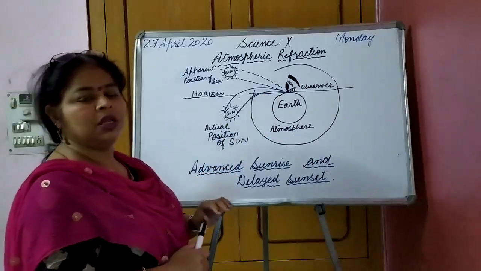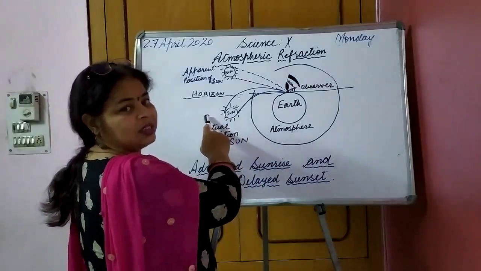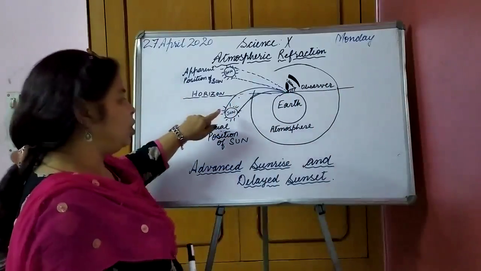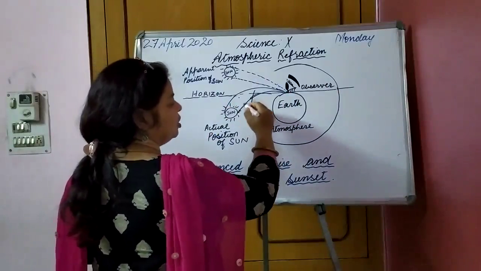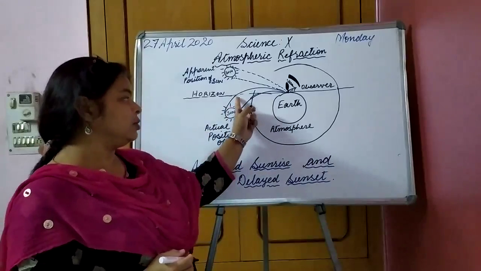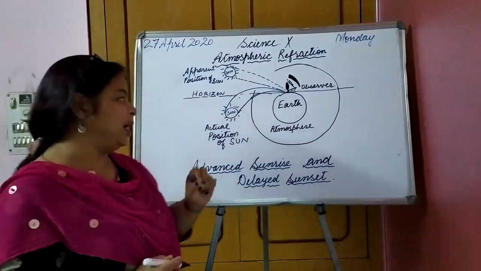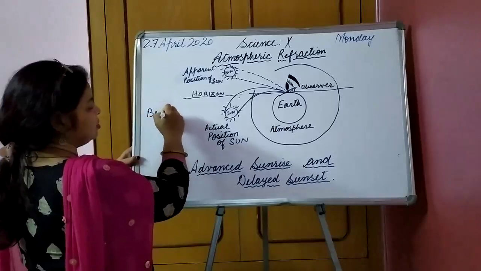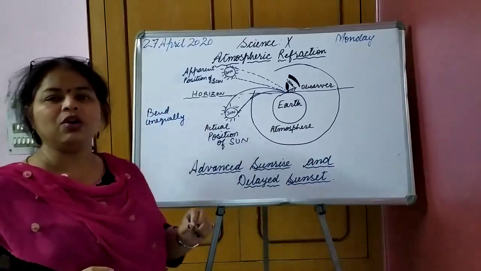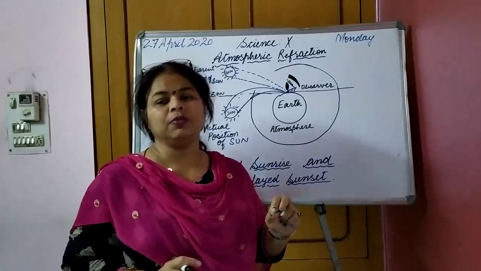At this time, when the observer sees the sun at sunrise or at sunset, both cases are at the horizon. Now the two rays coming from the lower edge and the upper edge of the sun bend unequally. They bend unequally. Okay. Now, when this bending of rays takes place unequally, then while traveling through the atmosphere, what happens?